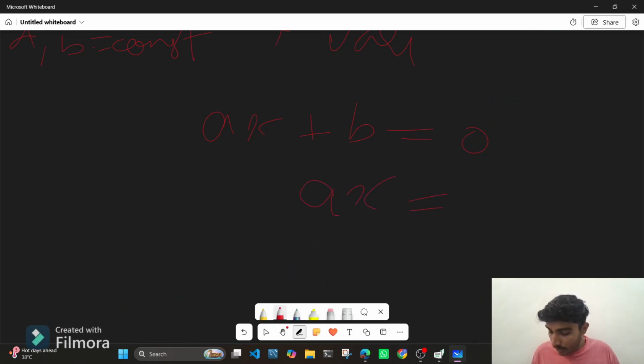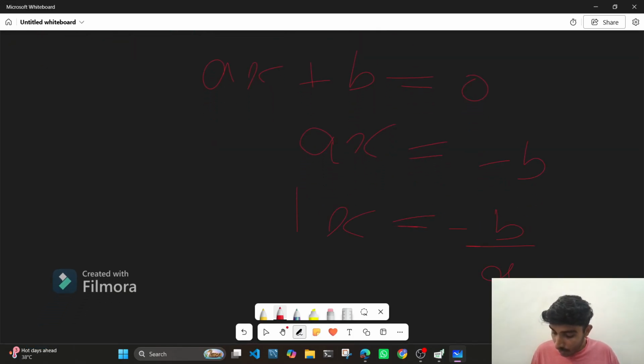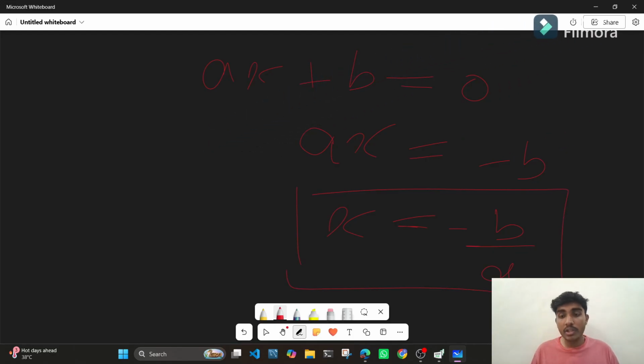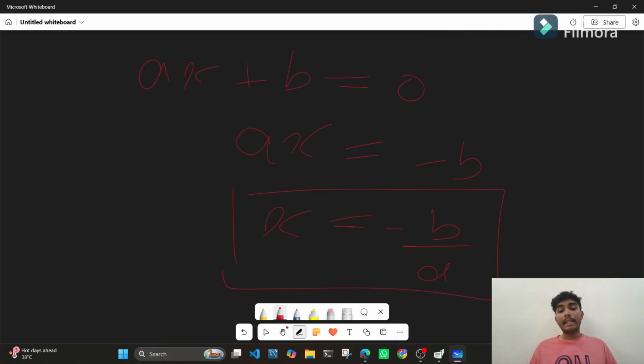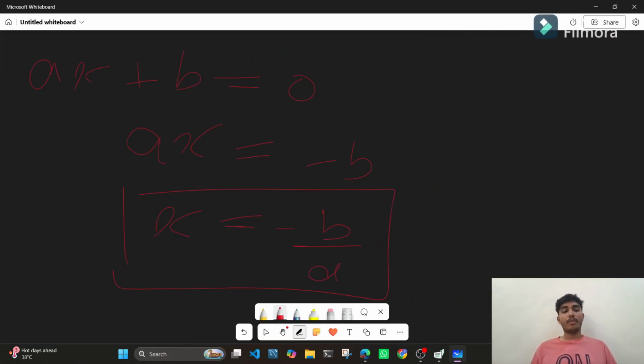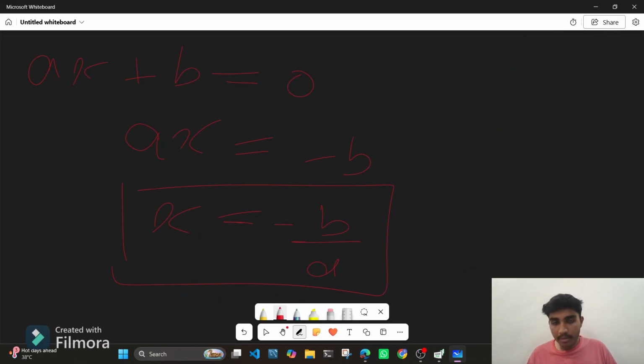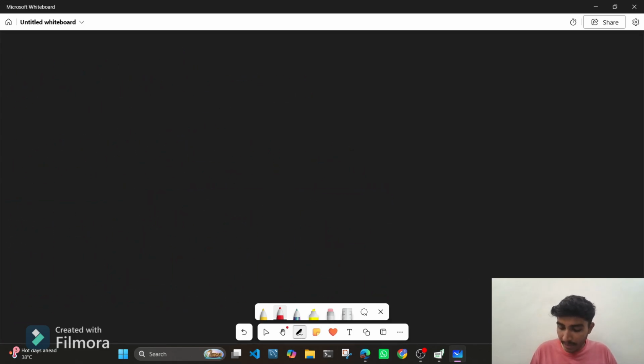ax is equal to minus b, therefore x is equal to minus b by a. So this is the general formula to find the value of, to find the root, to find the zero of a linear polynomial. So this is the general formula. So you can take many examples. Let's say 3x minus 6 is p of x.